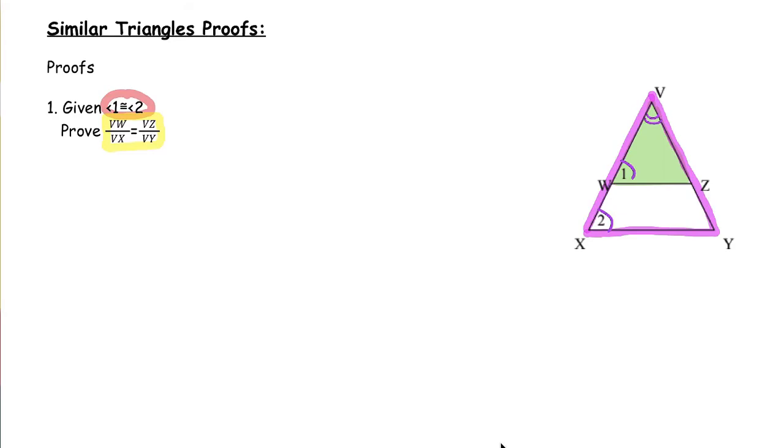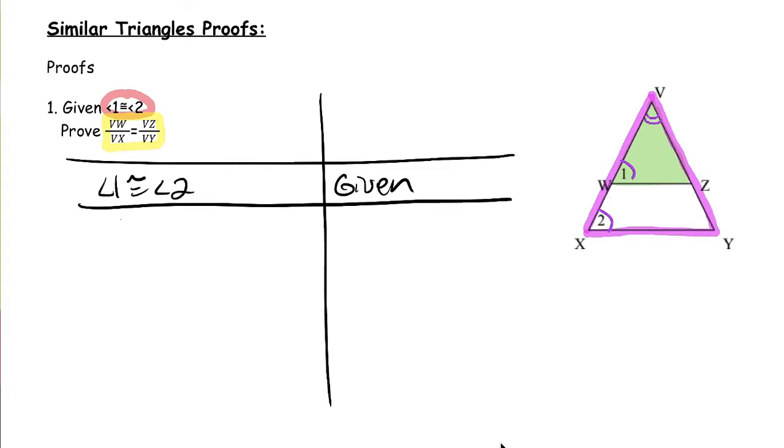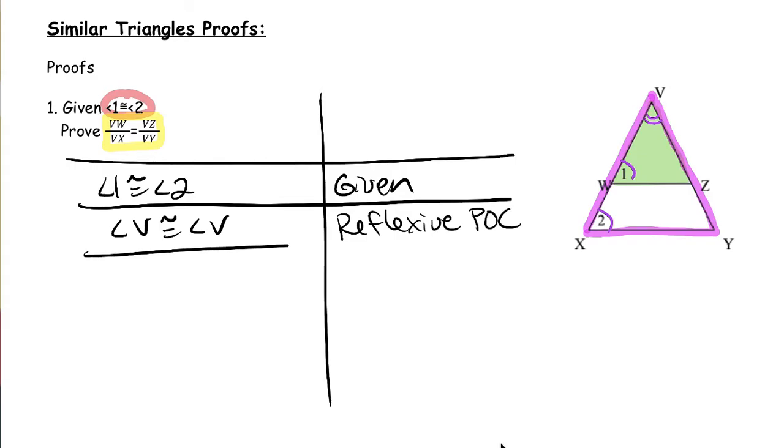Now that we've noticed that we have angles 1 and 2, which was given, and that the triangles share angle V, that's two angle pairs from each triangle. That means that I'm able to prove the triangles are similar by angle-angle similarity. So I'm going to start the proof now. I have my given, and we have our shared angle, reflexive property of congruence. Once you have your two angles, you're able to say the triangles are similar using angle-angle similarity.